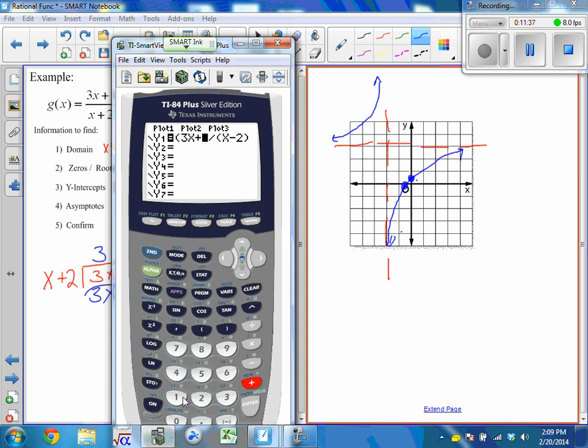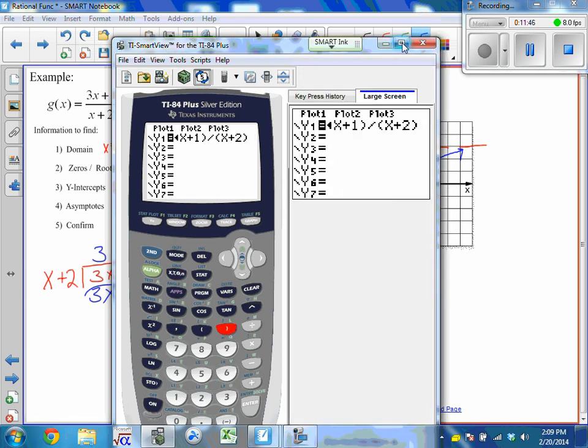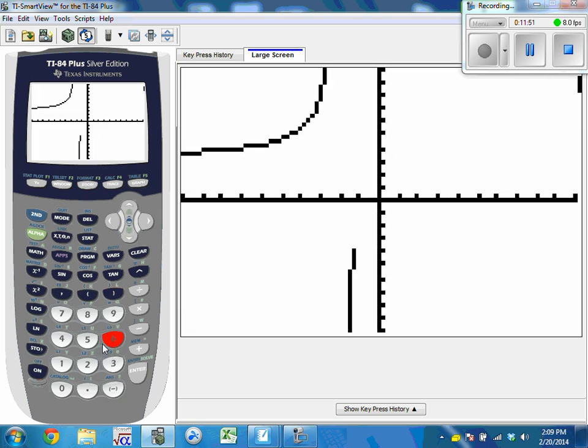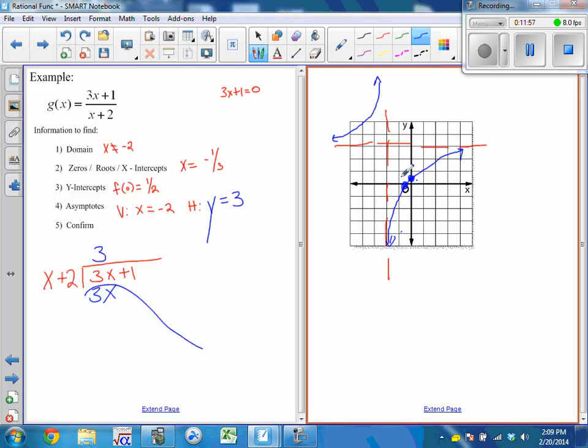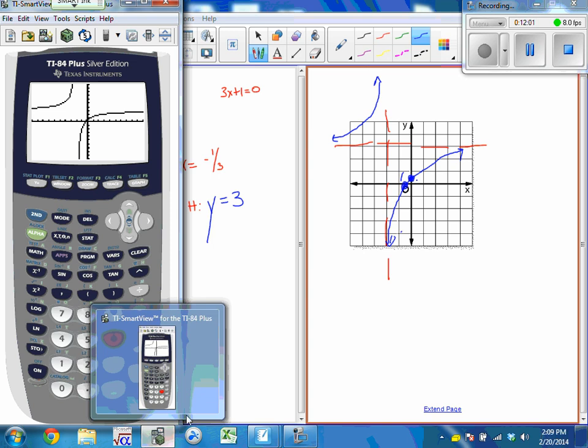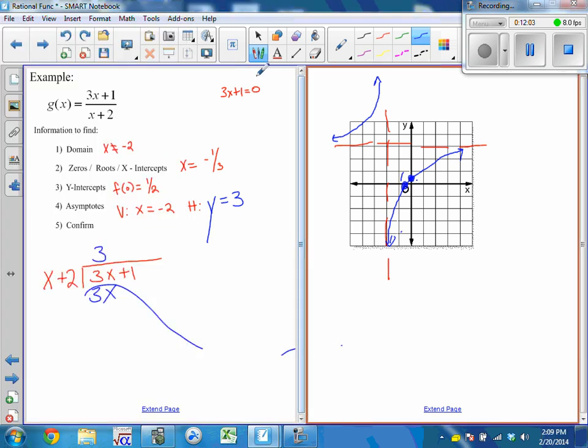3x plus 1 divided by x plus 2. And I get that graph right there. And that looks pretty close to what we got over here. So you can see we can get a lot of this from the calculator.